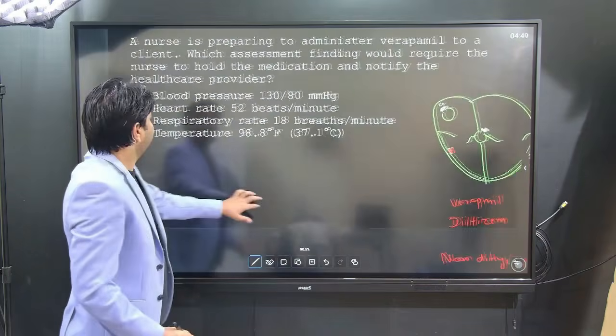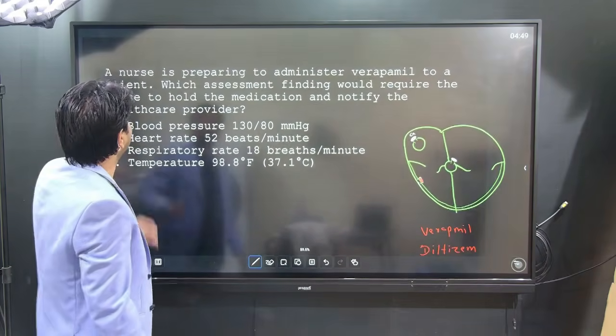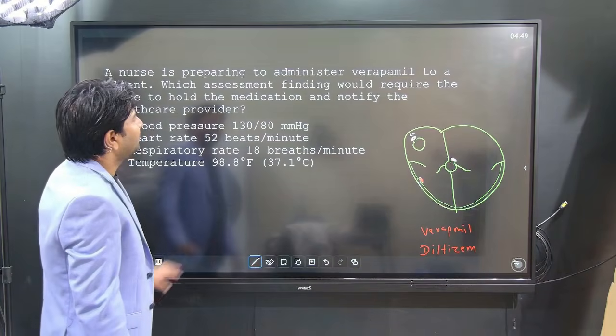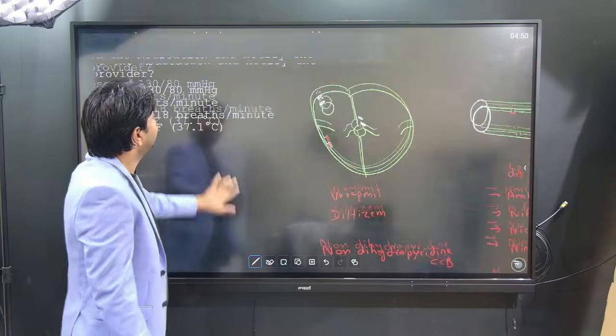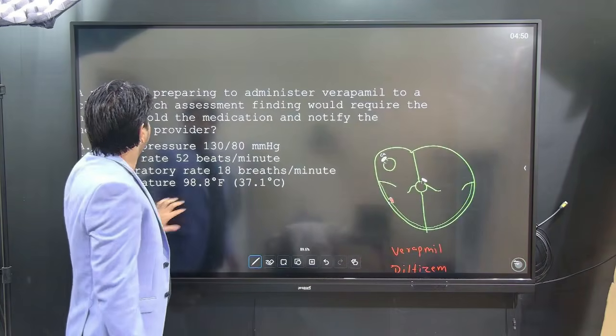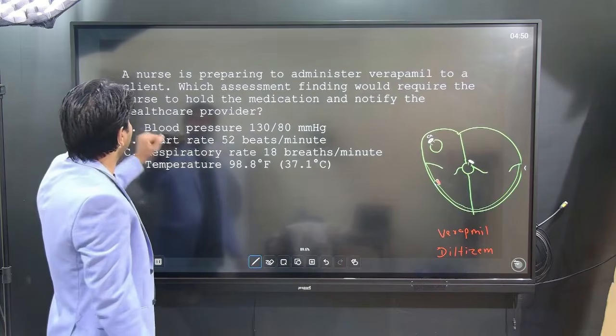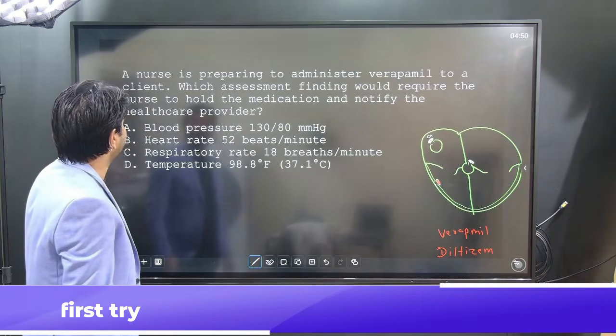So now we have to go and solve the question. A nurse is preparing to administer Verapamil. This means it will work only on the heart, not on the artery, for a client. Which assessment finding would require the nurse to hold the medication and notify the healthcare provider?